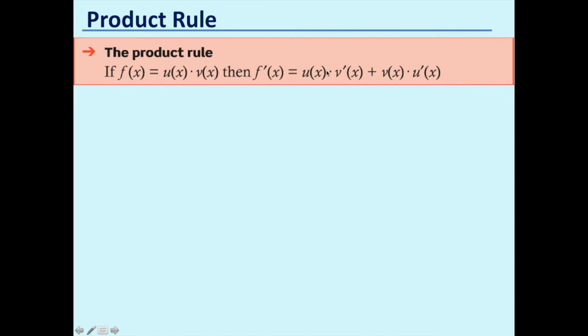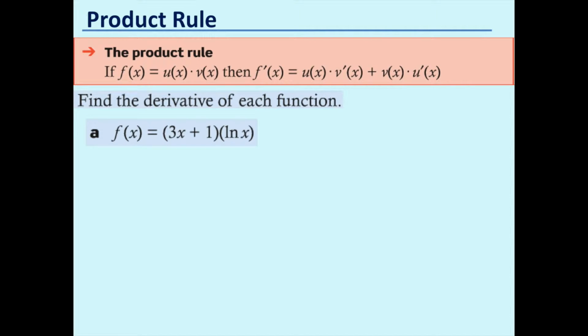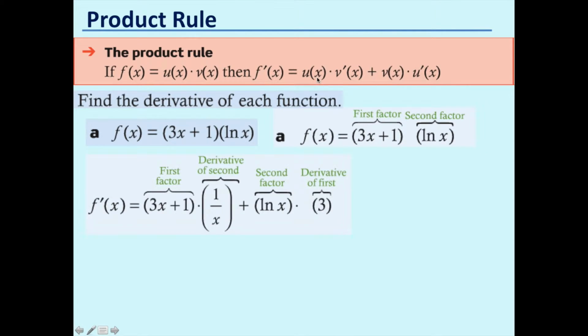So to try and get our heads around this, let's have a look at an example and then I'll ask you to have a go at one. So part A, f of x equals 3x plus 1 times ln of x. In order to do this, we're going to look at our first factor, which is 3x plus 1, multiplied by ln x, and then look at it in the context of the formula up here.